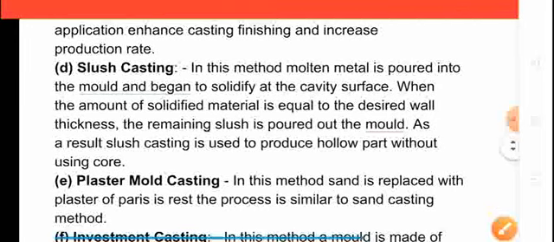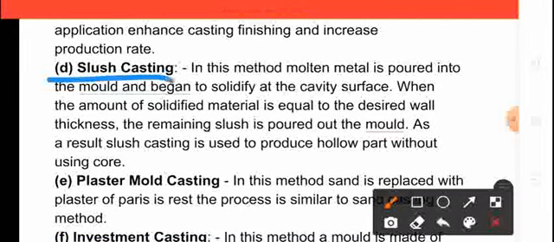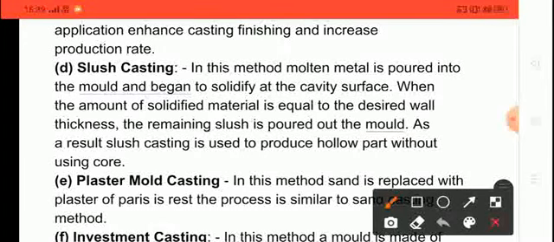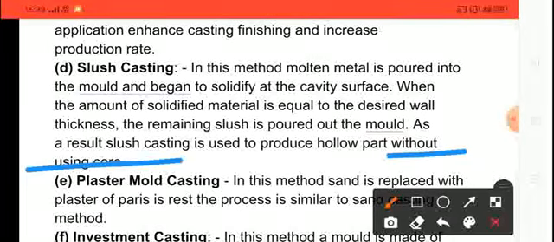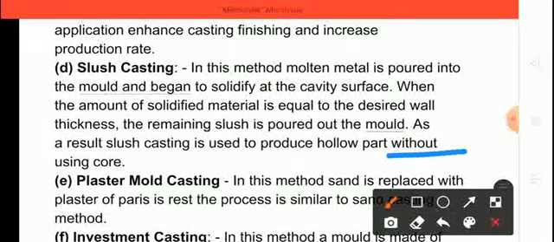The fourth type of casting process is slush casting. In this method, molten metal is poured into the mold and begins to solidify at the cavity surface. When the amount of solidified material is equal to the desired wall thickness, the remaining slush is poured out of the mold. As a result, slush casting is used to produce hollow parts without using a core.